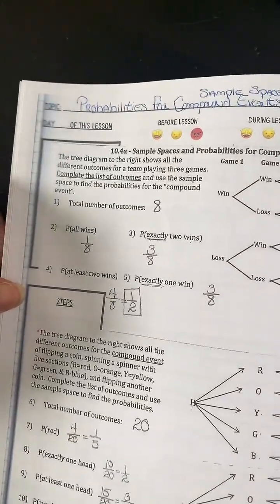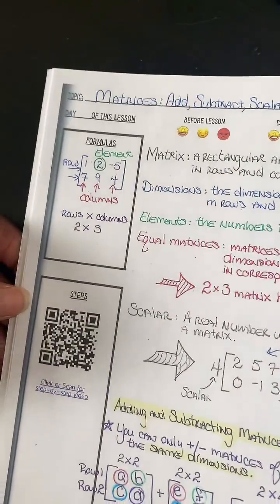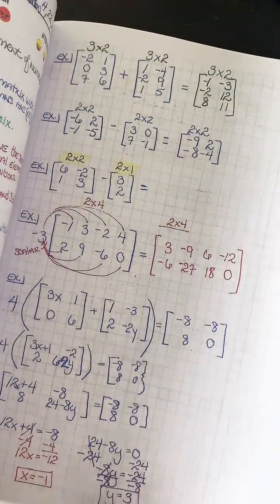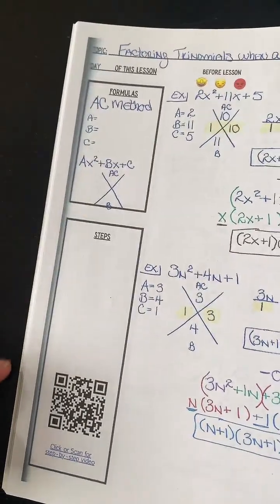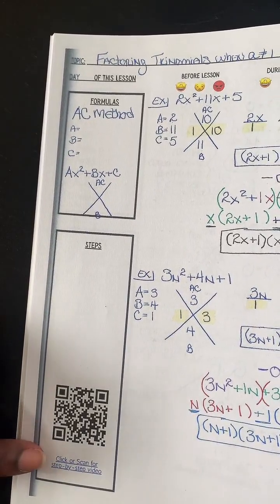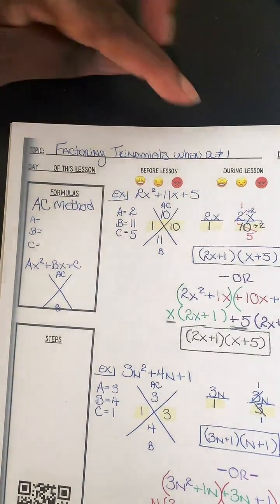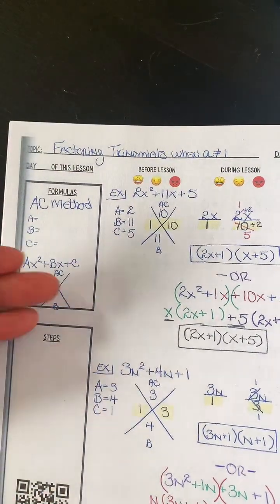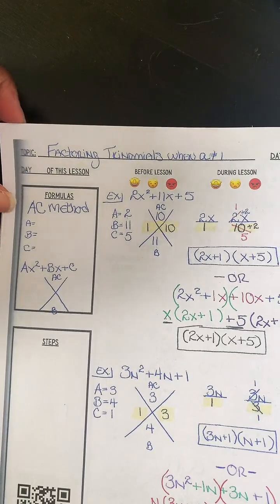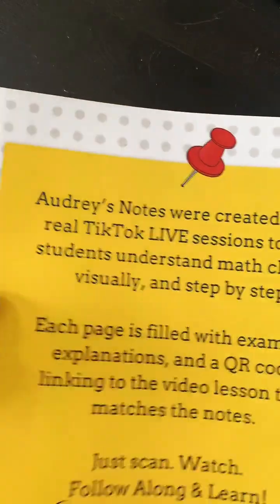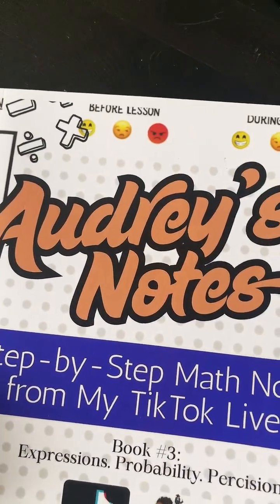Like this one had to do with probability. This is book 3, if I'm not mistaken. This one dealt with matrices. Some of them you can actually see my notes in there. Okay, so all you do is scan the QR code and then boom, it takes you to factoring trinomials when your A is 1. So we're going into breaking down factoring. Okay, so all this is listed in Audrey's Notes.